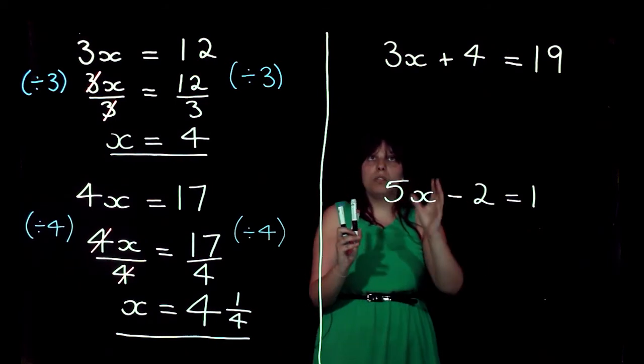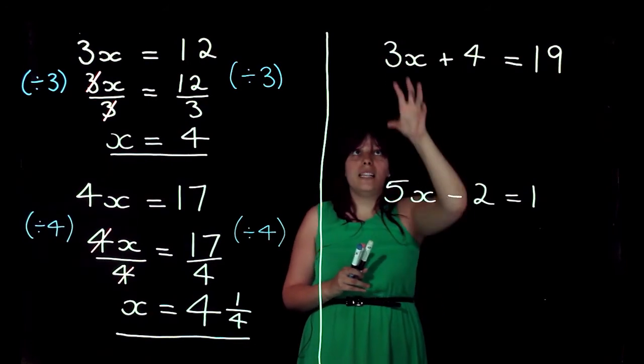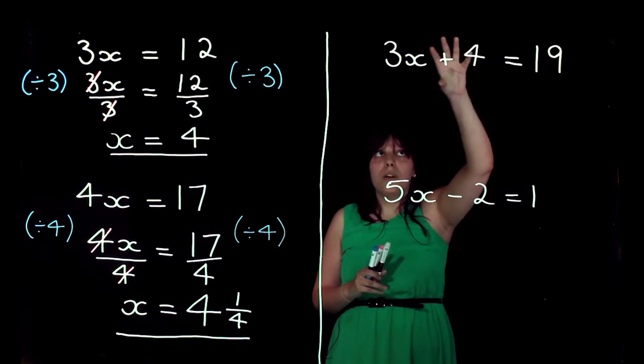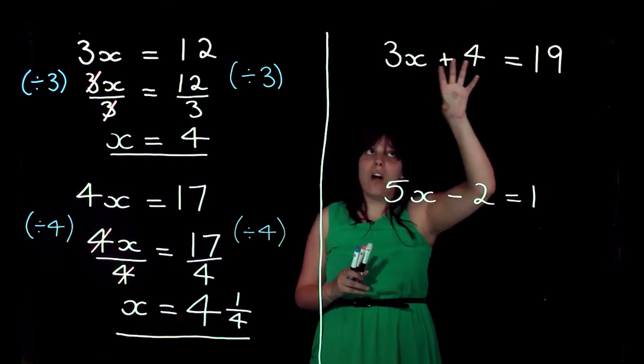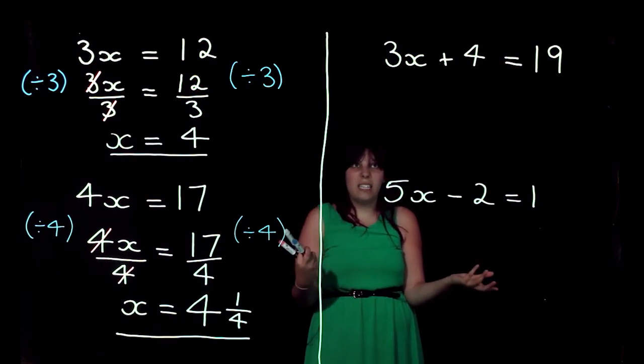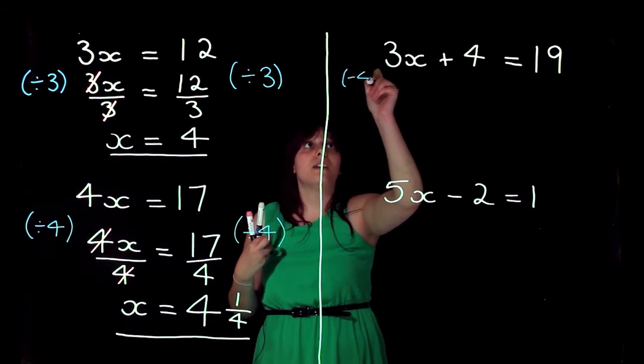Now, the first thing I'm doing to x in this equation is multiplying it by 3. And it's the 3x as a whole that we're adding 4 to. So that plus 4 is the first thing I need to get rid of. How can I get rid of plus 4? Well, I'm going to make it 0, so I'm going to take away 4. So I'm going to do that to both sides.